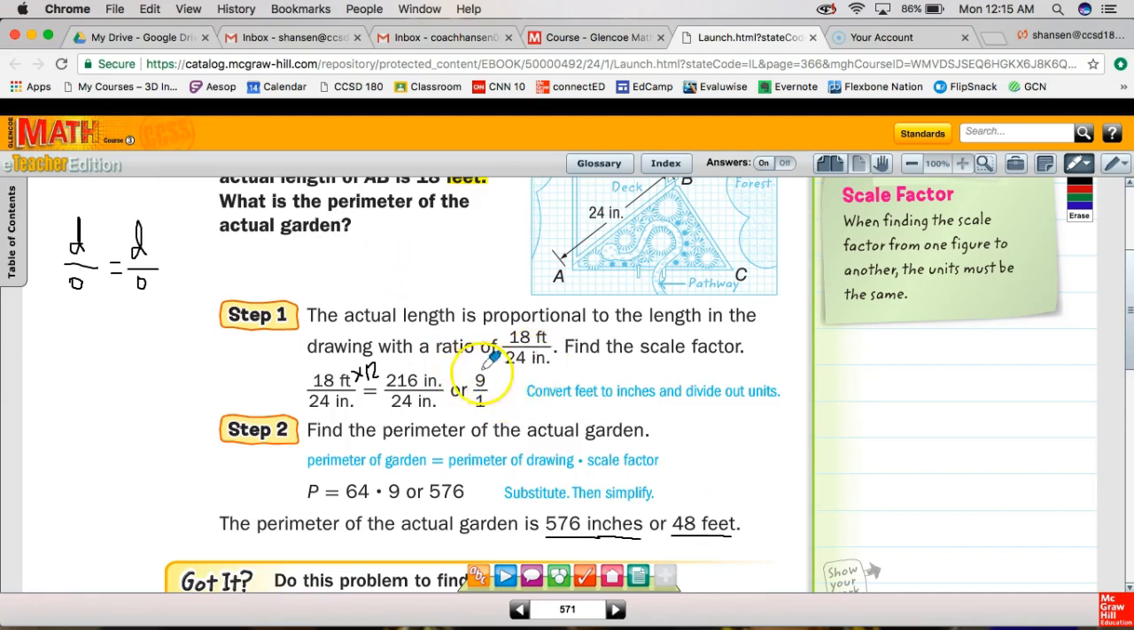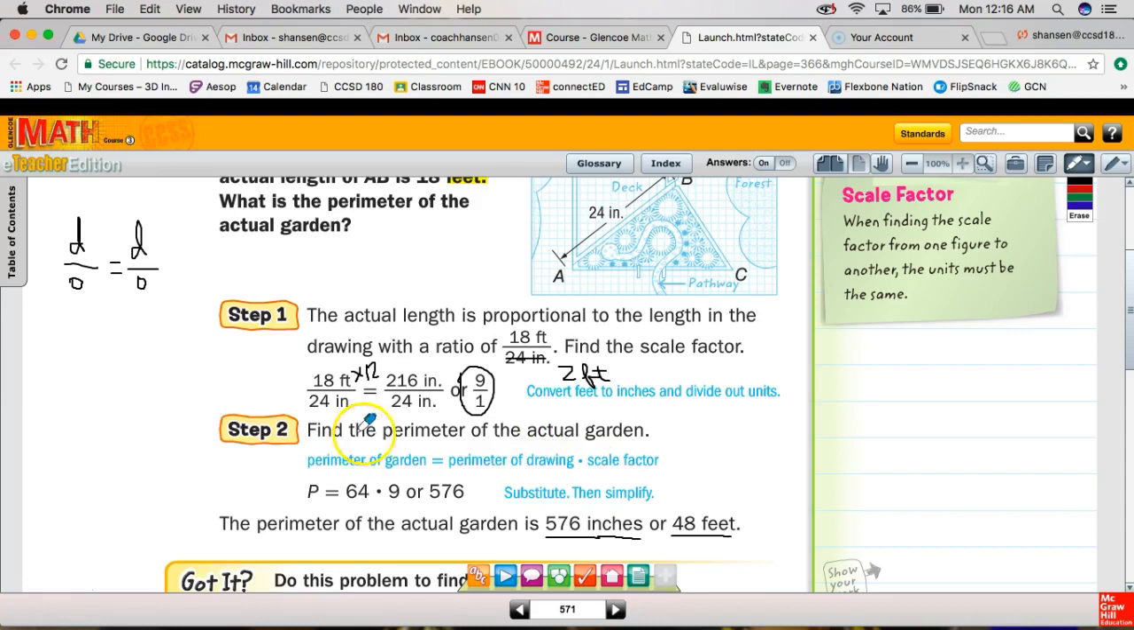So I'm going to go back here and say that rather than this being 216 over 24, I think it should be 18 over 2. Changing inches to 2 feet doesn't change the scale factor at all. The scale factor is still 9 over 1 because 18 divided by 2 is 9. And I'm going to be better set up to have my answer with the correct units, or the most appropriate units, I should say.